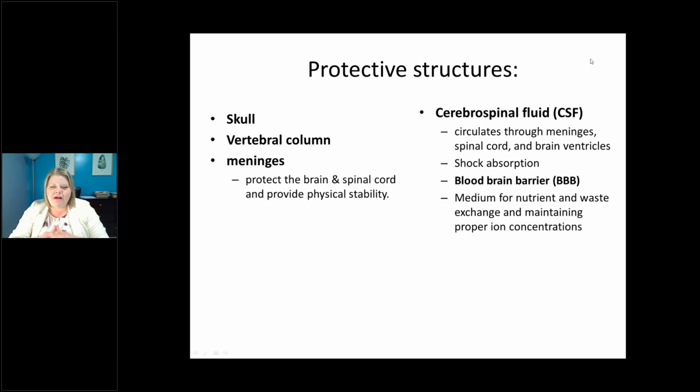Meninges are membranes that protect the brain and spinal cord. They're continuous throughout. You can kind of think of the brain and the spinal cord as one continuous structure with these layers of meninges covering it. Provides physical stability. You don't want the spinal cord or brain moving around too much. That can actually cause spinal shock or some other malfunctions of the central nervous system.